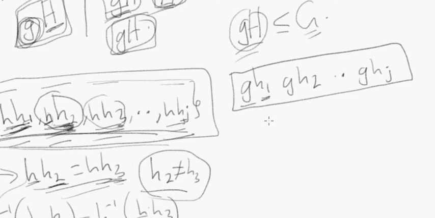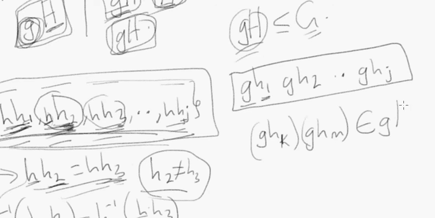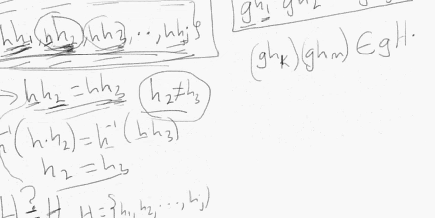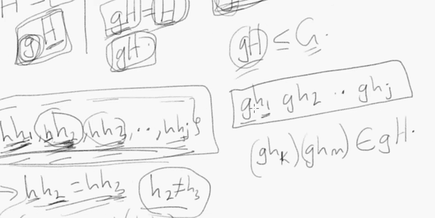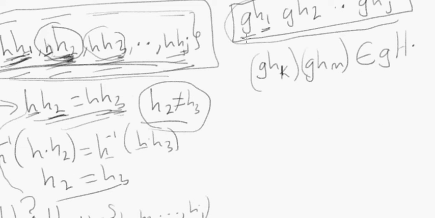Well, one thing is it would have to be closed. So, for instance, it would have to be true that if we picked some hk and hm, then ghk times ghm would have to be an element of gH, because a subgroup is closed. What would that mean exactly? All elements of gH are of the form g times some element of H. So ghk times ghm being an element of gH really means that ghk times ghm must equal g times hi, where hi is some element of H.